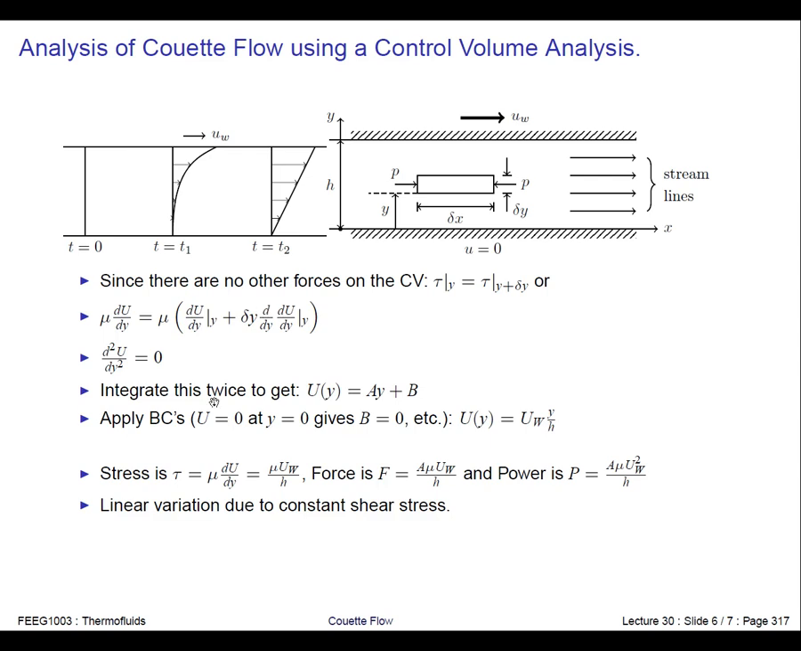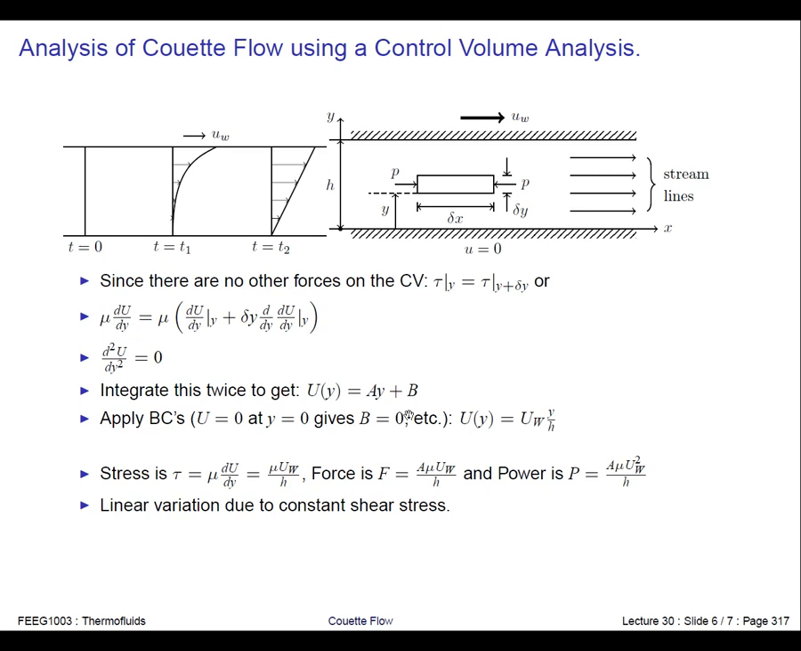Okay, so if we want to find out the velocity profile, we need to integrate this twice, so second order ODE, so we've got two integration constants, A and B, and we've got two walls, so we can apply two boundary conditions. So the first one, we can apply the boundary condition at y equals 0. So at y equals 0, we know that the velocity is equal to 0. So this term is equal to 0, and this term is equal to 0, so therefore B is equal to 0.